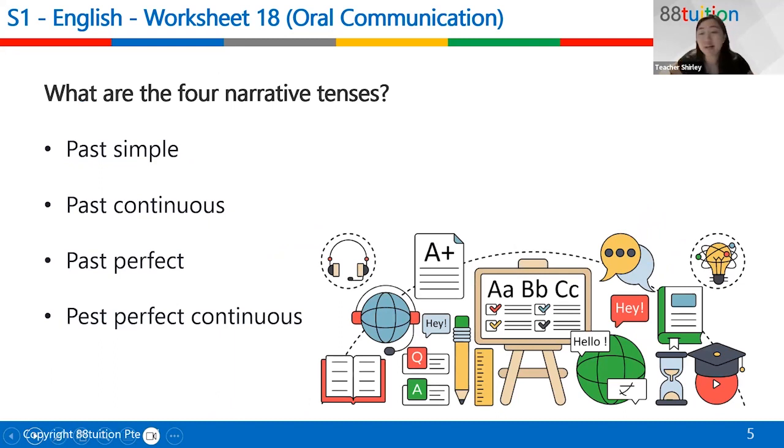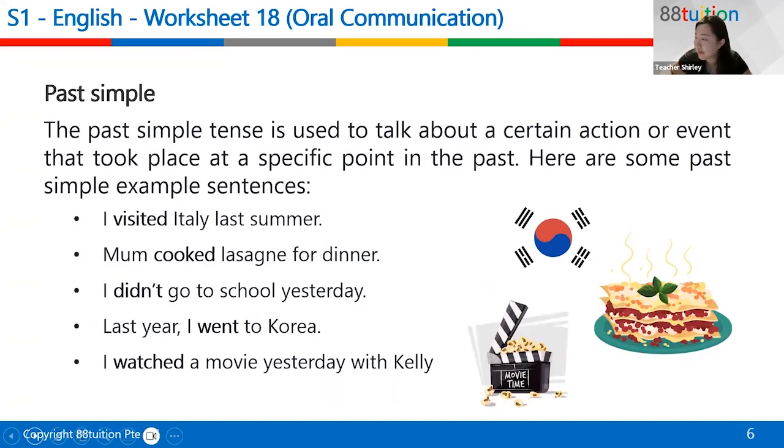So, of course, there are four types of narrative tenses. You can tell a story in these four narrative tenses: past simple, past continuous, past perfect, and past perfect continuous. I think there's a typo error on the slide. So these are the different types of narrative tenses.